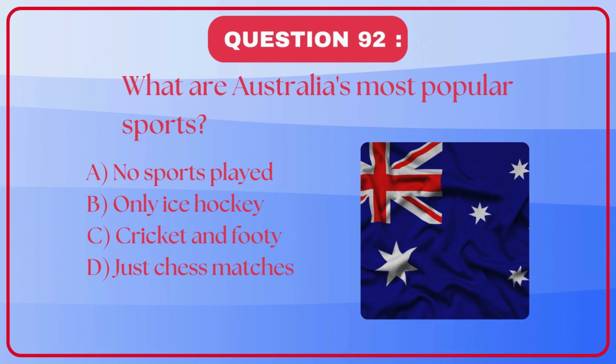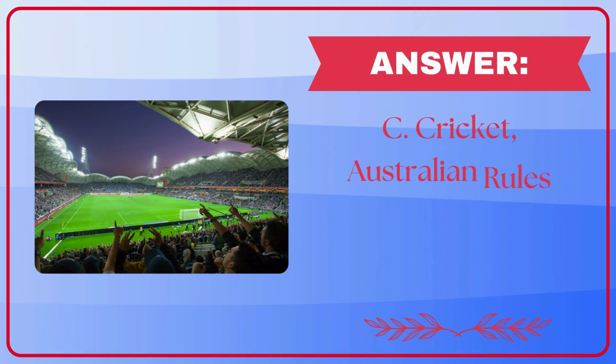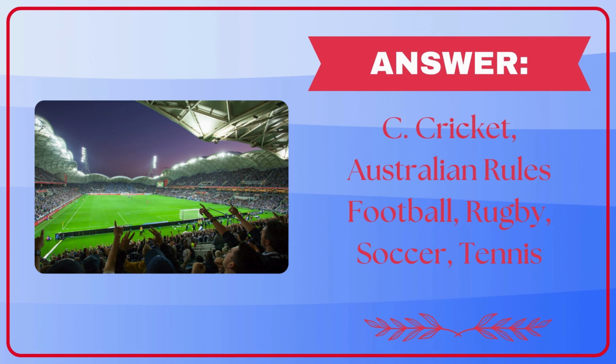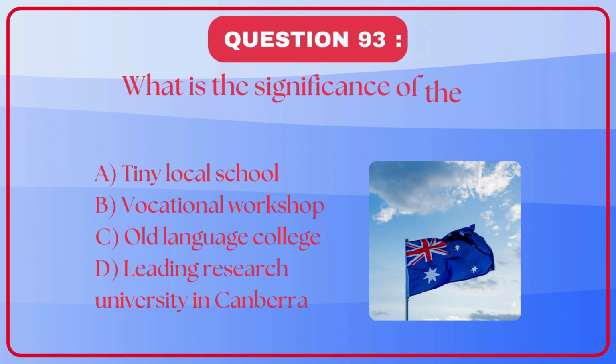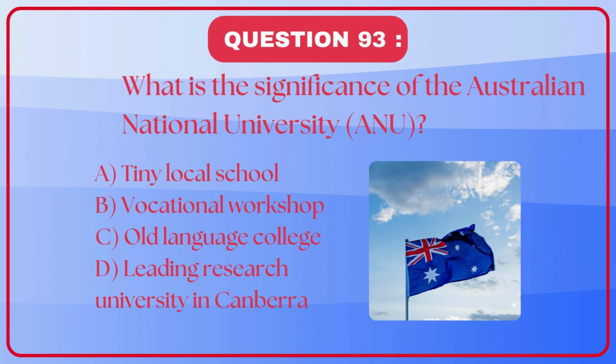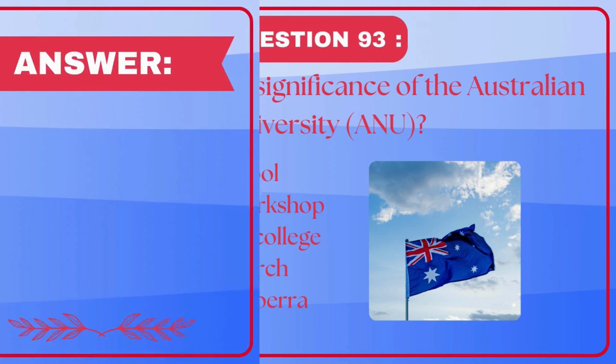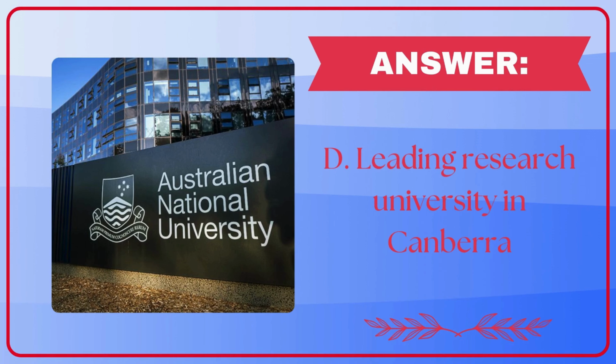What are Australia's most popular sports? Cricket, Australian rules football, rugby league, rugby union, soccer, tennis. What is the significance of the Australian National University, ANU? Australia's leading research university, located in Canberra.